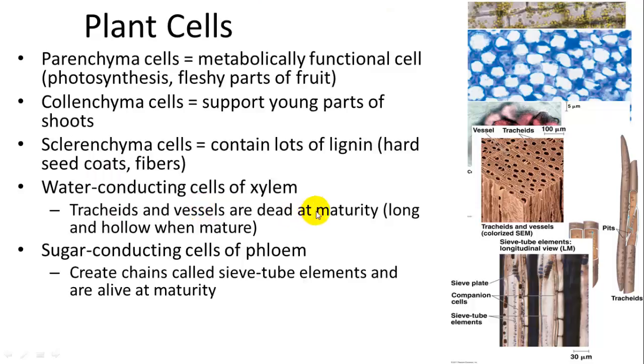Tracheids and vessels are dead at maturity, so once they mature and die, they are simply for conduction. The sieve tube elements, though, remain alive at maturity.